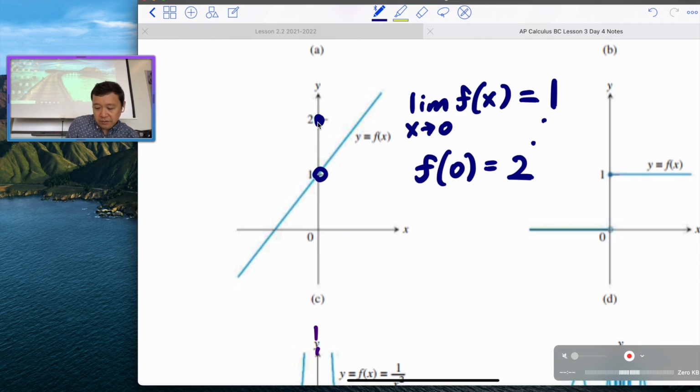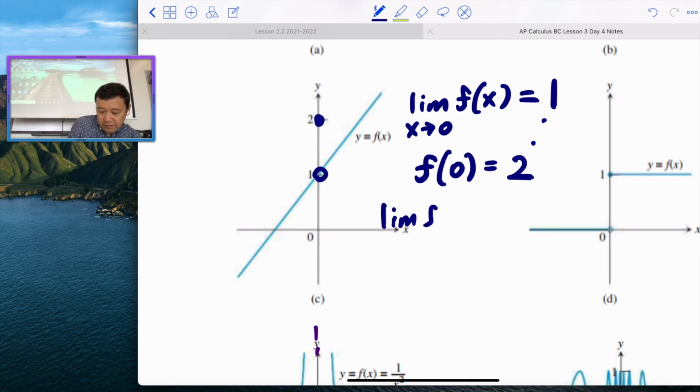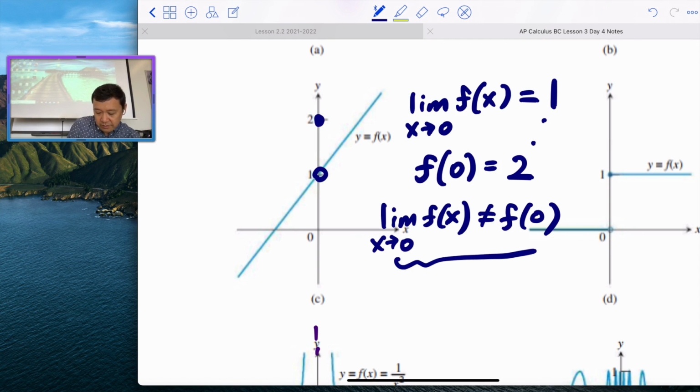So clearly you could see that the limit of f of x as x approaches 0 does not match f of 0. That would be your justification for this particular function not being continuous at x equals 0.